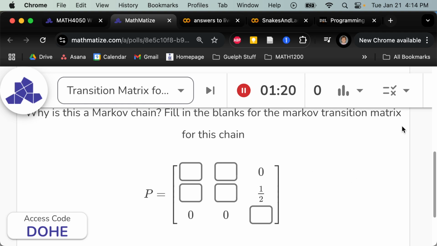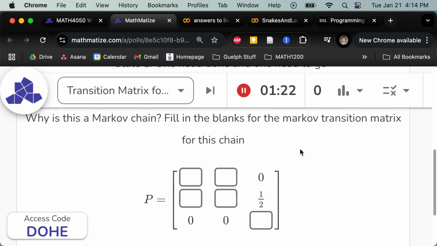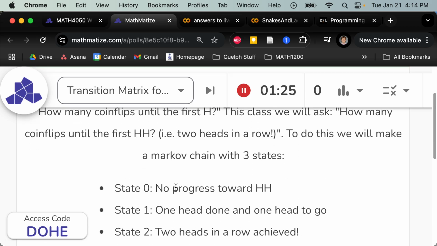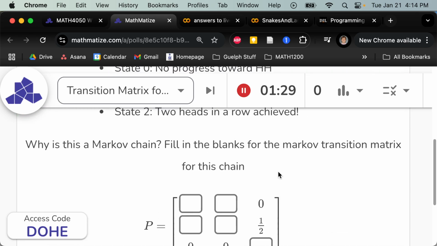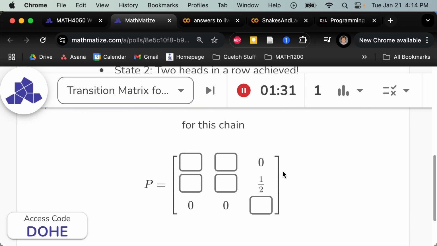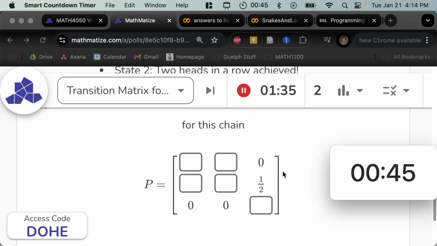You have to remember the interpretation of the rows and the columns of P. You have to think about these states and how coin flips work. By the way, they're fair coin flips, so 50-50 chance for heads and tails. I'll give you a couple minutes to fill this in. Hopefully you'll remember it. Okay, let's do, say, 2 minutes.